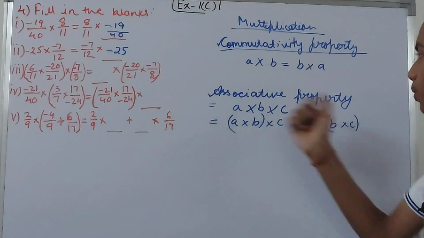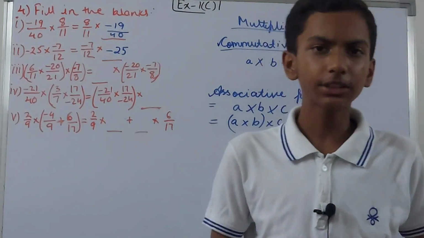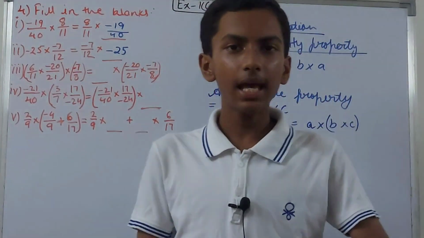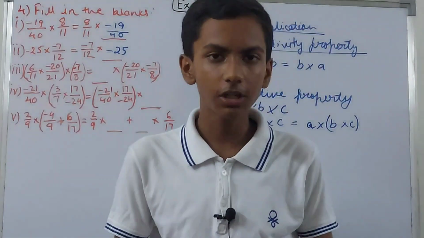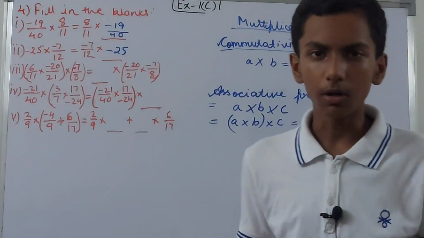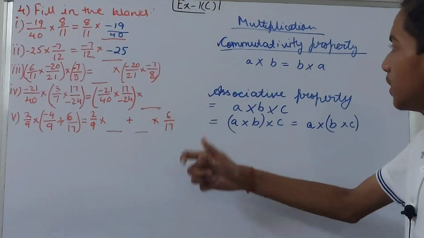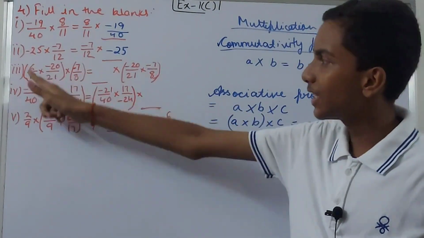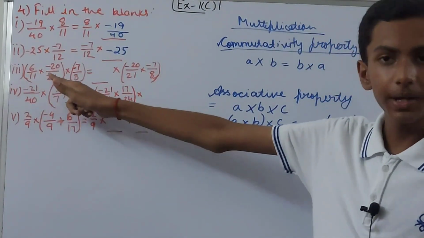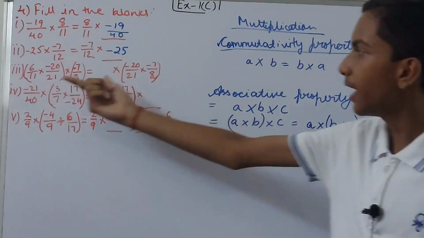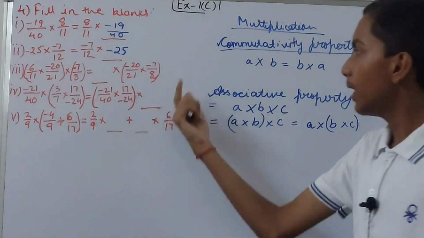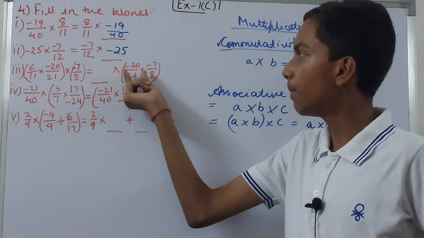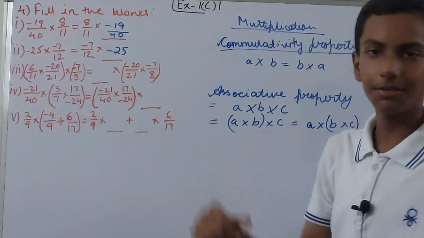So this is what this property says, that any three rational numbers can be grouped in any order. Any three or more rational numbers can be grouped in any order when we are multiplying them. So see here, first we have grouped 6 by 11 and minus 20 by 21. This we have grouped, put together. And in the second question we have grouped minus 20 by 21 and minus 7 by 8.